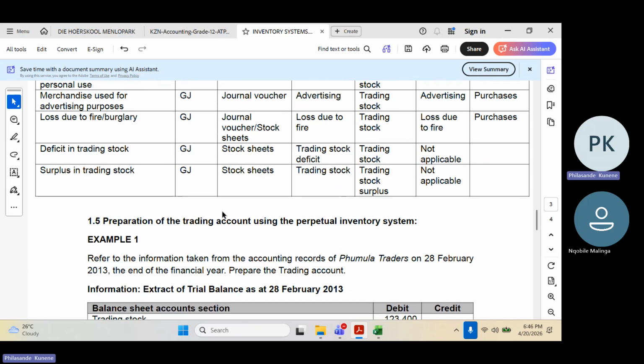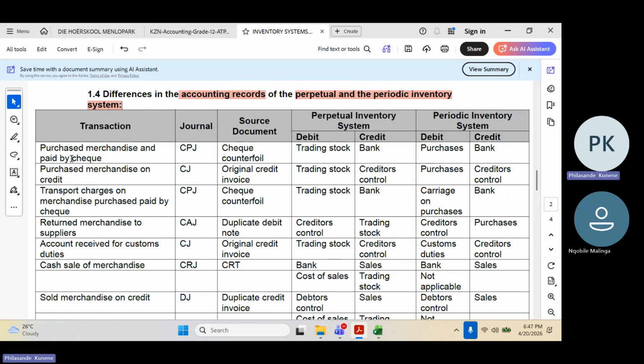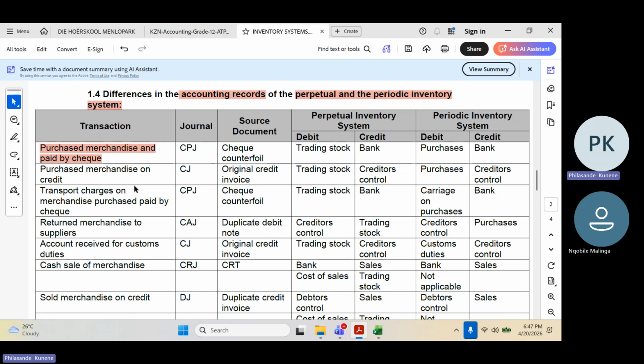There's a couple of them before we go to the example, but we're going to look at them. Let's see. Purchased merchandise and paid by check. What is merchandise? You know that merchandise is still the same as trading stock, right?